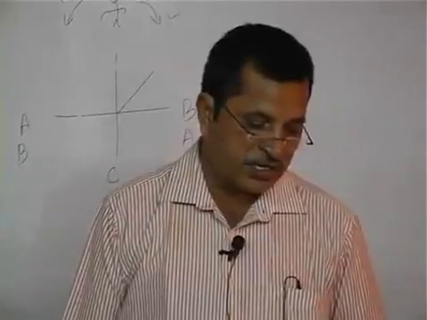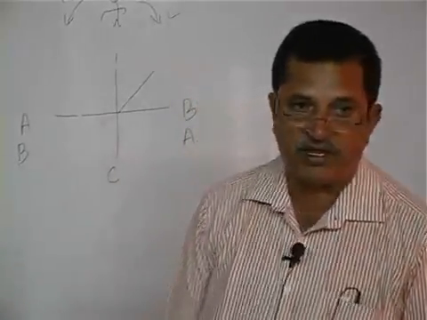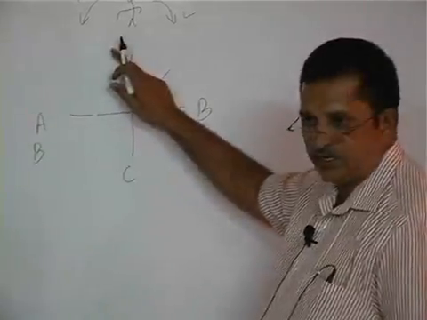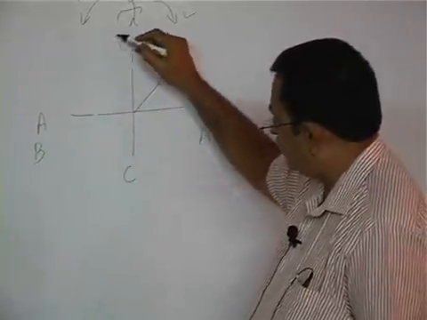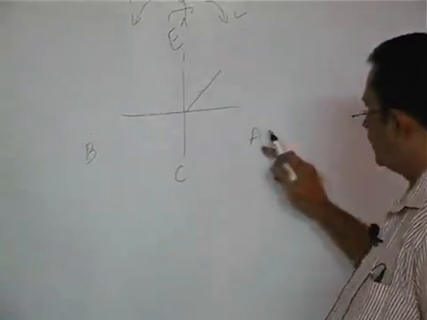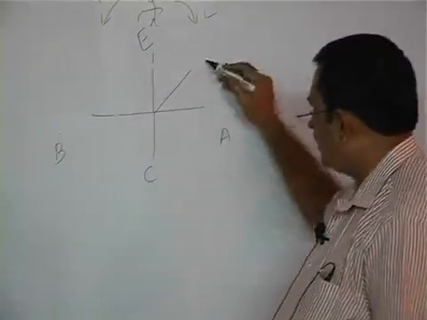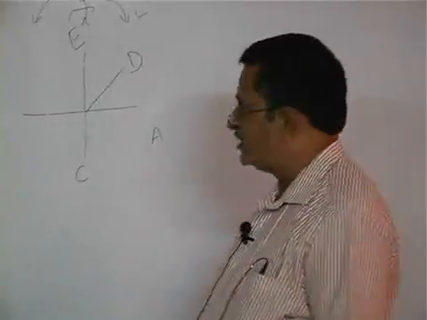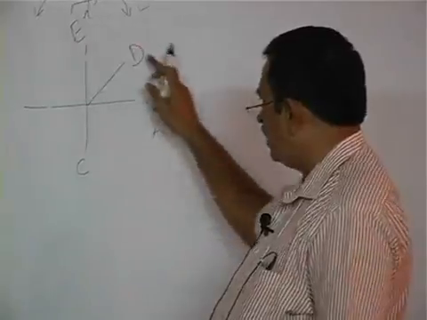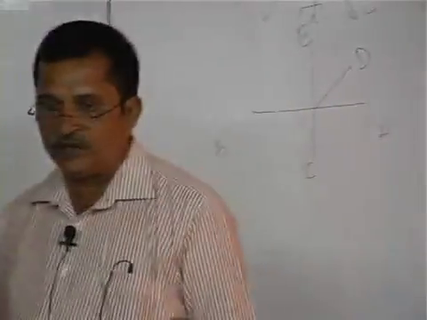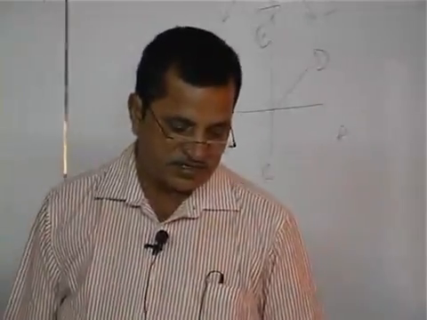E is to the immediate left of B. E is on B's left, is it not? So here E will come. Therefore A will go from here, B will go from here: A, C, B, and the remaining place is D. So the seating arrangement is E, D, A, C, B. Once you get the total circle, then answering the question is very easy.